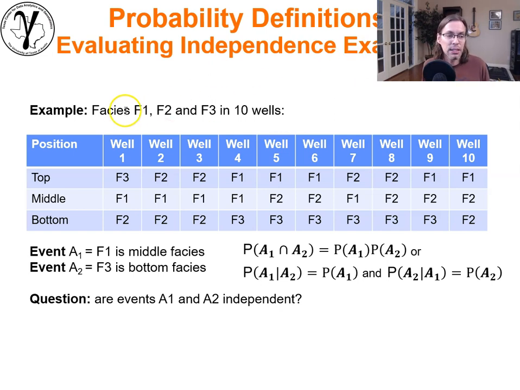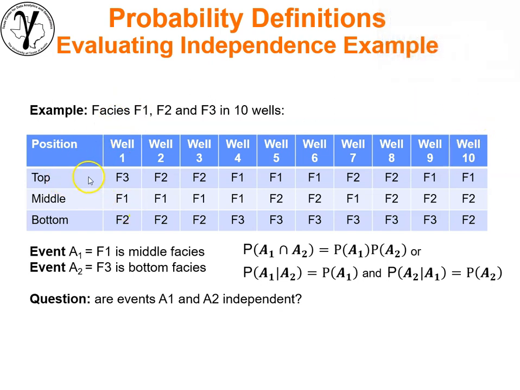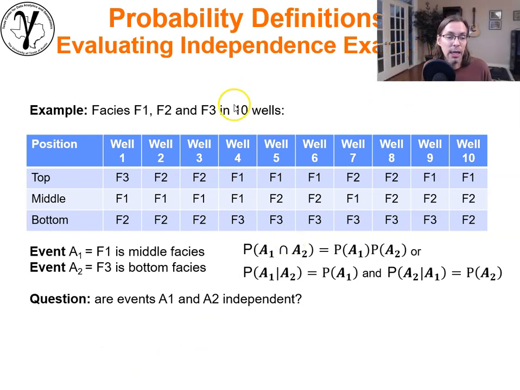So let's go ahead and give ourselves an example. We've got well 1 through well 10. We're going to have a top, middle, and bottom unit, and for each one of them, we can only have one facies: facies 1, 2, or 3. Event A1 is facies 1 in the middle. Event A2 is facies 3 in the bottom. Now, using these definitions, you could use any one of them, go ahead and try to disprove that we have independence here. Okay, I'll give you 3 seconds and then we'll look at the answer together.